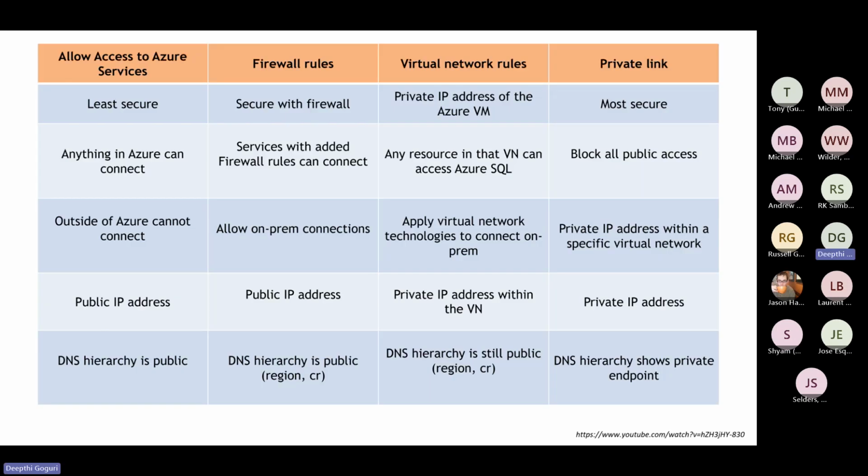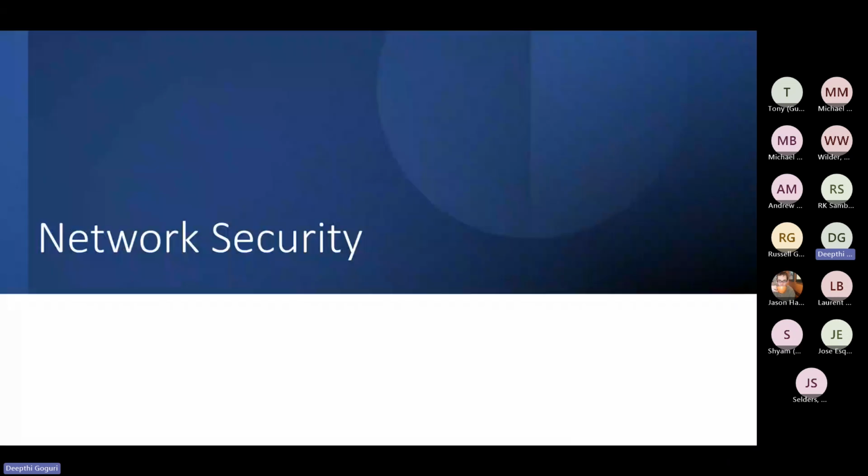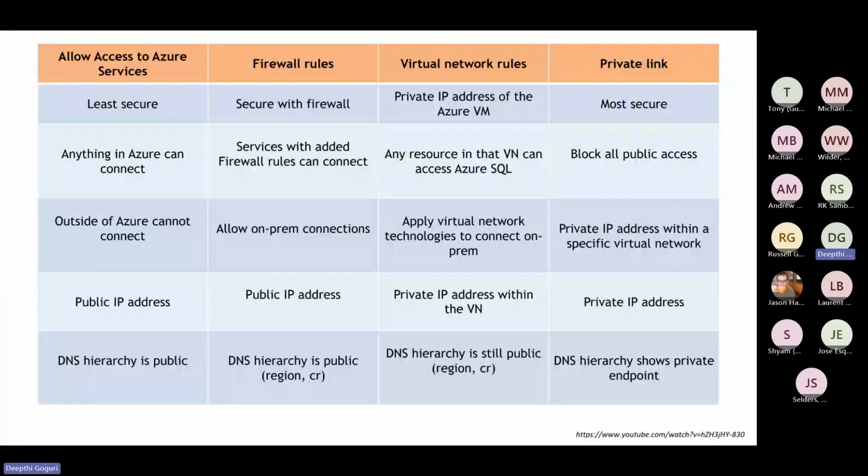So here we have four different options. Let's say while you are building an Azure SQL database, you have network security in four layers that you can choose. We'll talk from the left side to the right side. The left side is the least secure. As you move to the right side, it's the most secure. So let's talk about each of these options.